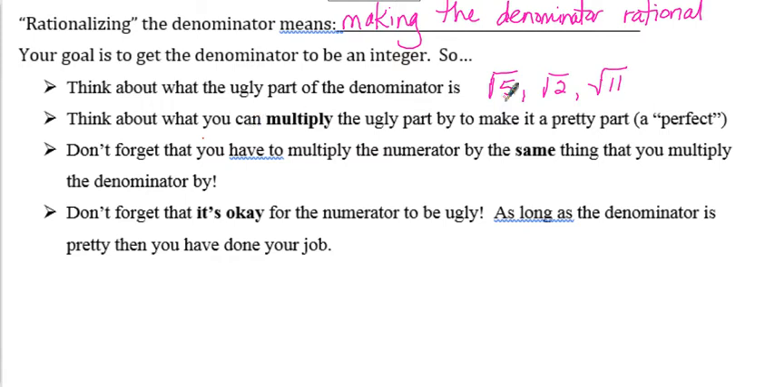Think about what you can multiply that by to make it pretty. A nice, beautiful number. A rational number. Don't forget that you have to multiply the numerator by the same thing you choose to multiply the denominator by. And don't forget that it's okay for the numerator to be ugly. As long as the denominator is a nice, pretty rational when you're finished, you've done your job.